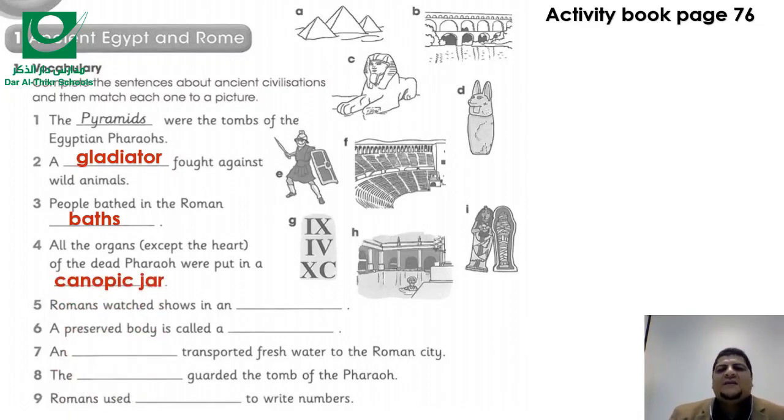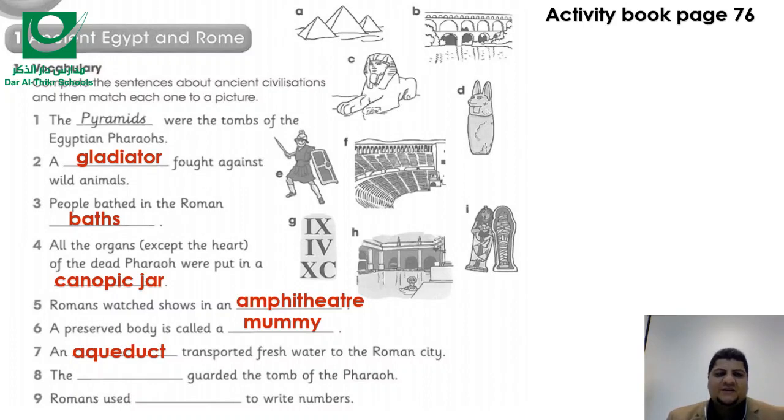All right, let's go to 5. Romans watched shows in an amphitheater. All right, let's go to a preserved body. It's called a mummy. Transported the fresh water to the Roman city. What is that? An aqueduct. Okay, so what guarded the tomb of the pharaoh? Yes, the Sphinx. And the Romans used what for writing numbers? They used the Roman numerals for writing numbers. Okay, so now let's go.